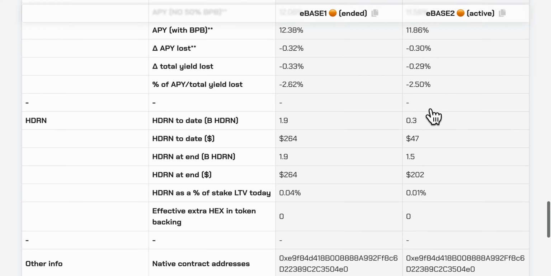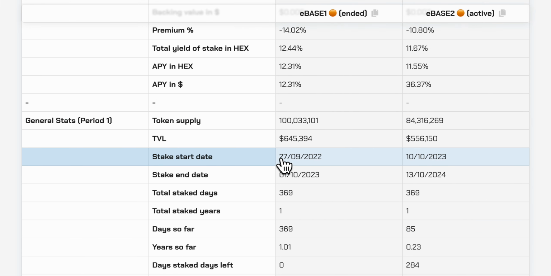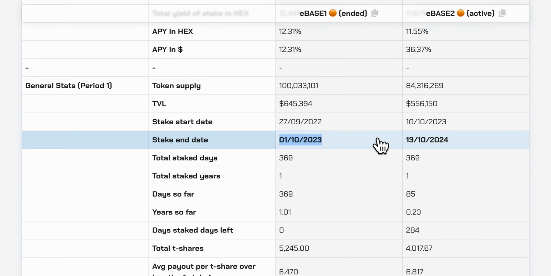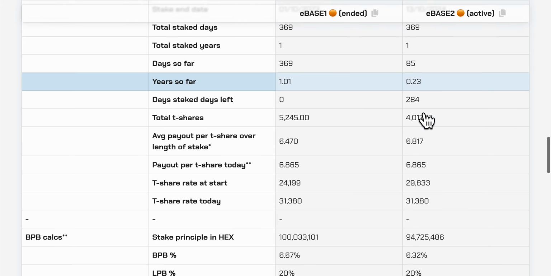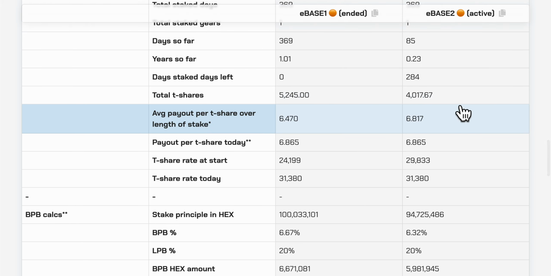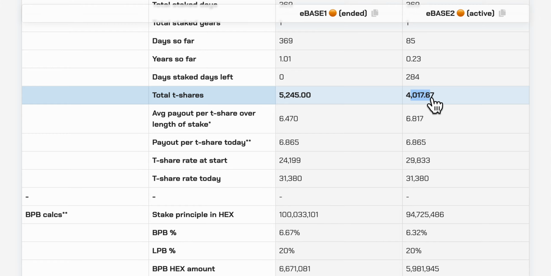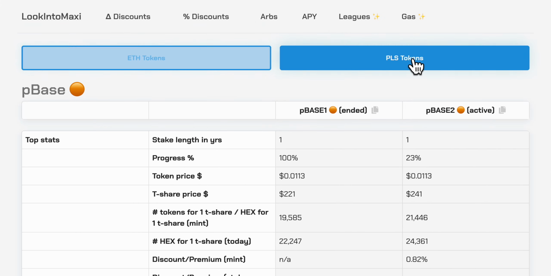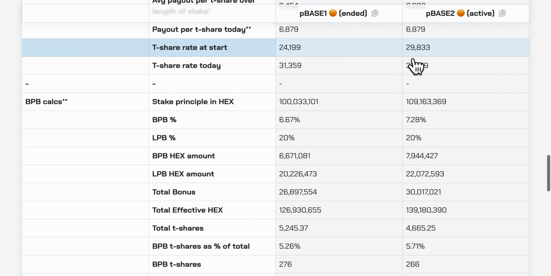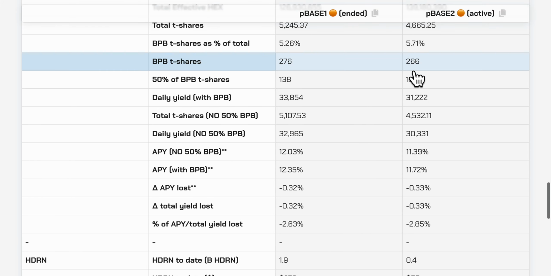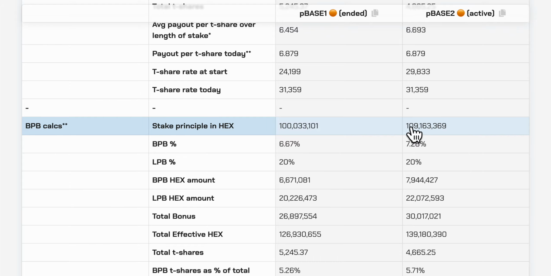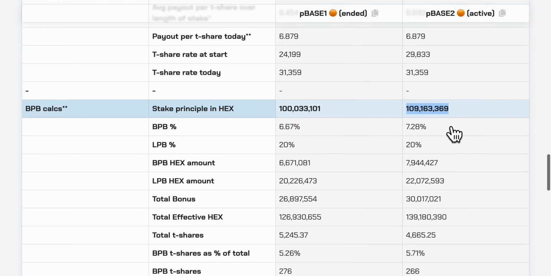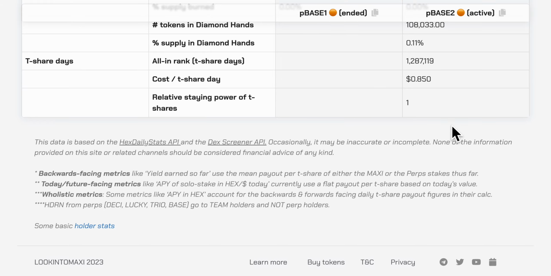But yeah, you can go down here and compare the dates that they launched, when they'll end, and how long they are. So some of the stuff is the same, some of the stuff is different, obviously. The T-shares that they both had. So on the Ethereum side, we had a bit fewer people participate, I think, than on the Pulse Chain side. So 4,500 T-shares.